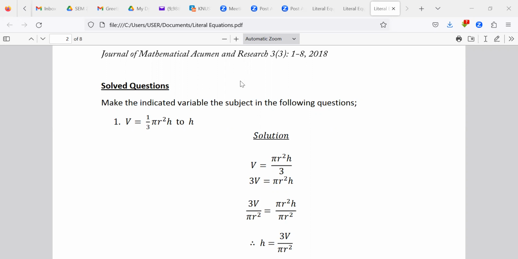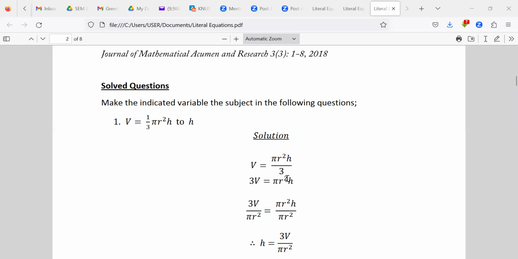So the first question is that we want to make the indicated variable the subject of the following equation. The first one is that we have V being equal to 1/3 pi r squared h, and we are changing the subject to h. And so we write the problem. We have V being equal to this. What we do is that we multiply both sides by 3. So V times 3 gives us 3V, and pi r squared h times 3. That 3 will divide what we have here. So the next step gives us 3V being equal to pi r squared h.